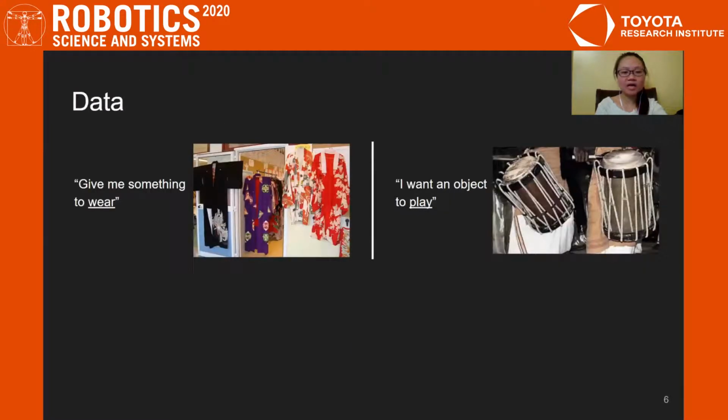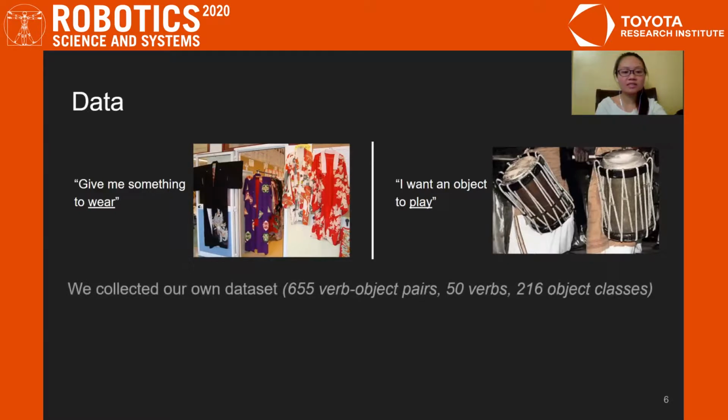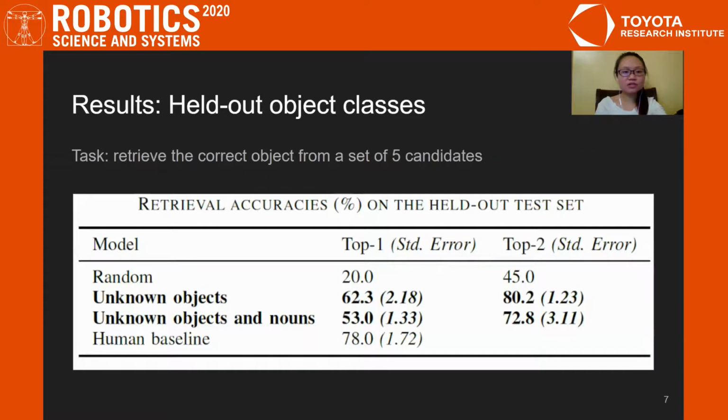We train our model on pairs of natural language commands and RGB images. Each language command contains a verb to specify the object's use. We collected our own dataset, which has 655 verb-object pairs, over 50 verbs, and 216 object classes. We held out 20% of the object classes to evaluate our model. The evaluation task is to retrieve the correct object from a set of 5 candidates. The model is assessed on entirely unseen object classes.